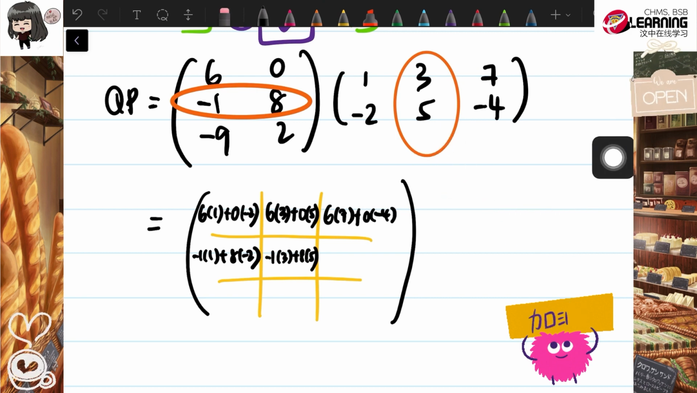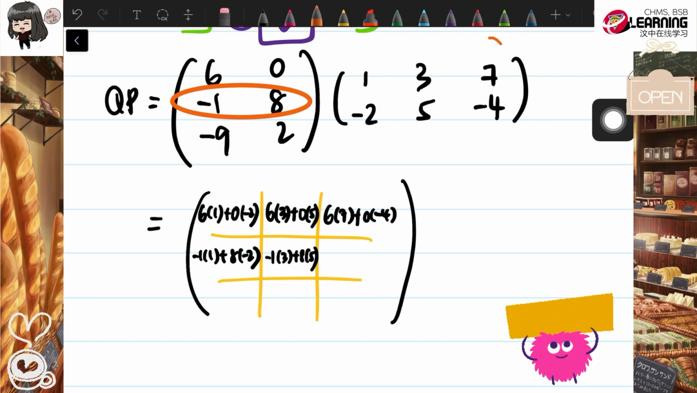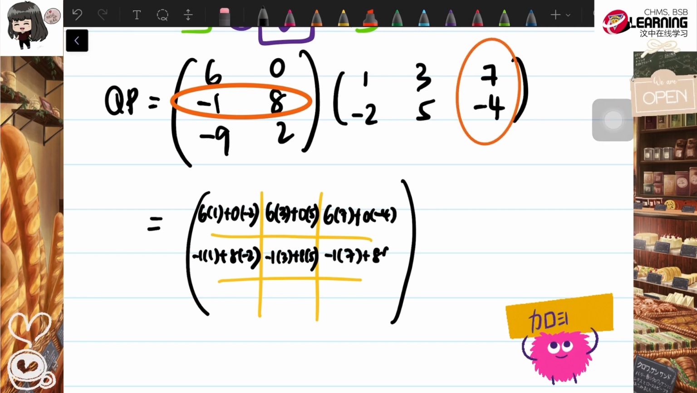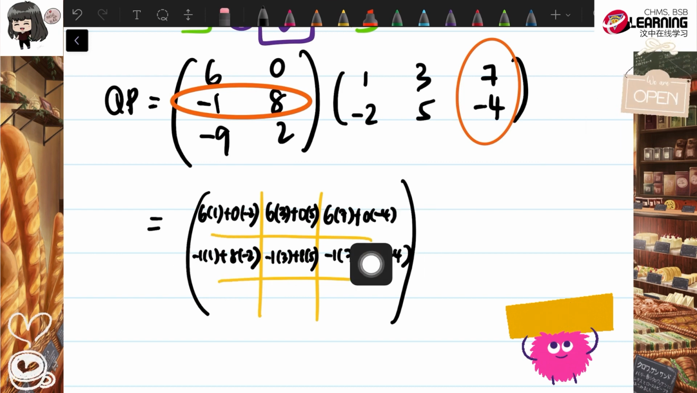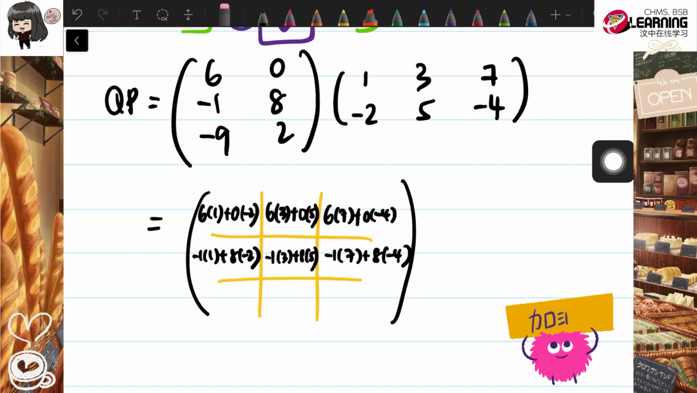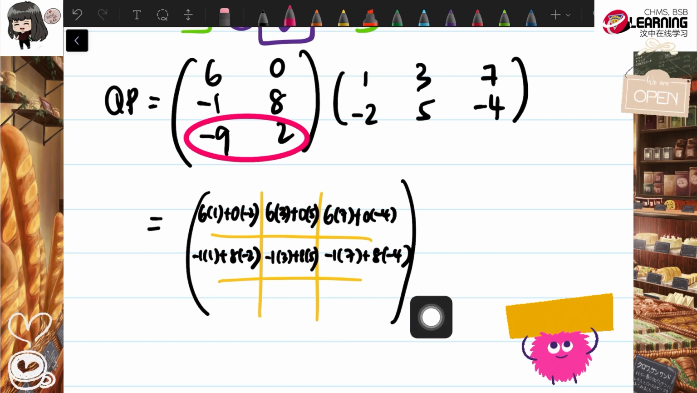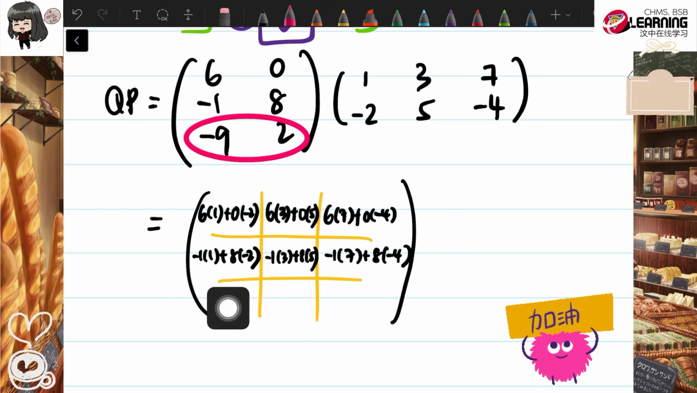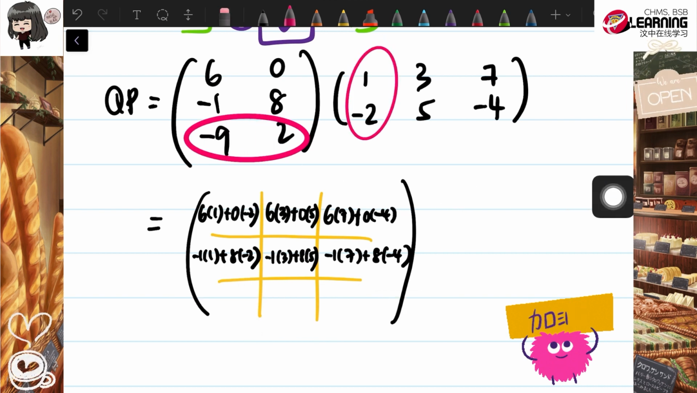Okay, and then here will be my second row and third column. So it's negative 1 times 7 plus 8 times negative 4. If you understand already, you don't need to look at my working. Okay, so now let's focus on the third row. This is your third row, by the way, right? Third row, and this is your first column. So this one with this one first. Negative 9 times 1 plus 2 times negative 2.